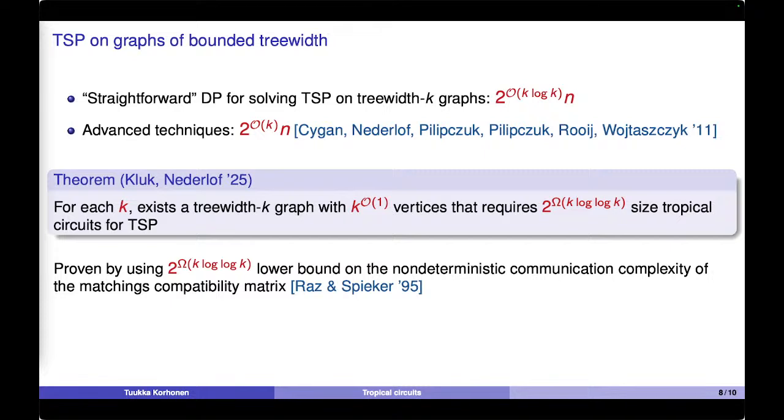And maybe an interesting method of proving this is that it connects to some communication complexity stuff, especially about this matchings compatibility matrix. It's about communication complexity where you have two matchings and you want to figure out if the union of them is a Hamiltonian cycle or something like this. And here is an open problem: to improve this to match that one.